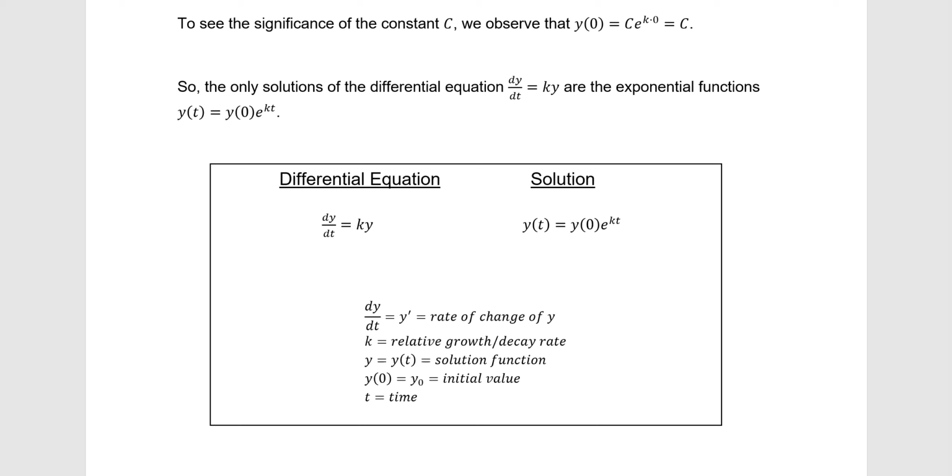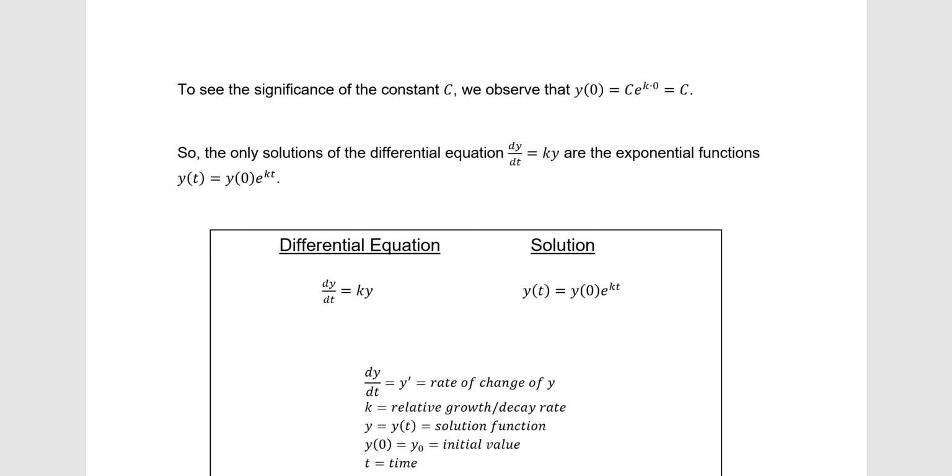Okay, and let's take a closer look at this constant c that we have. If we have the function y of t equals c times e to the kt, and we evaluate y of 0, we plug a 0 into t, that actually simplifies to y of 0 equals c.